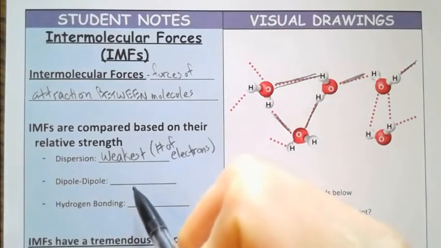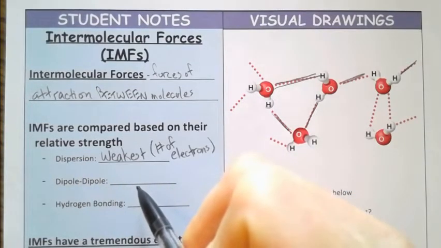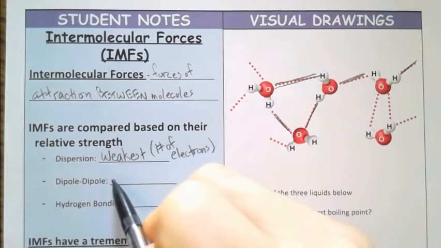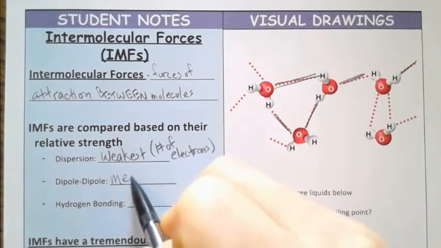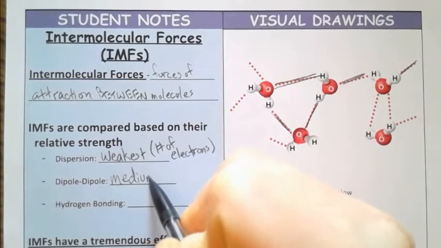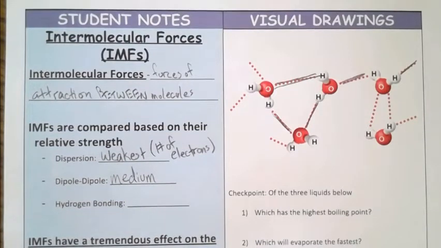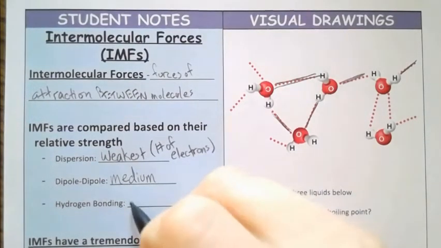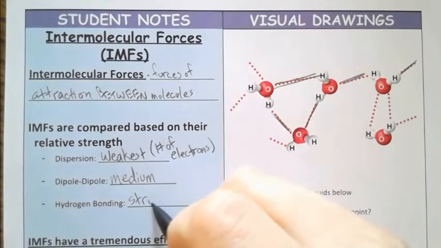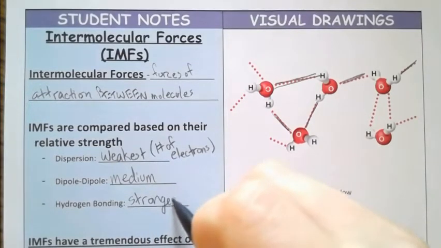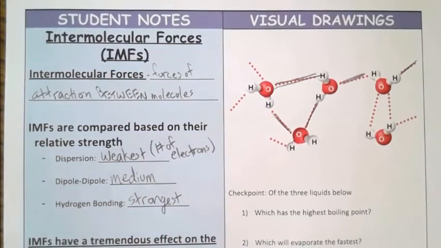All right. The second force that we're going to talk about is called the dipole-dipole force. I'm going to refer to this as kind of like our medium strength because it's not quite as strong as hydrogen bonding, which is our strongest, but it's definitely stronger than our dispersion forces. So it kind of lands somewhere in between the three.